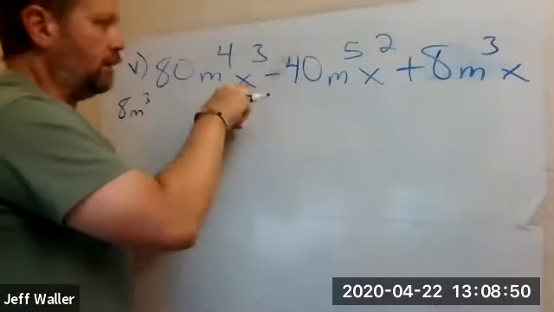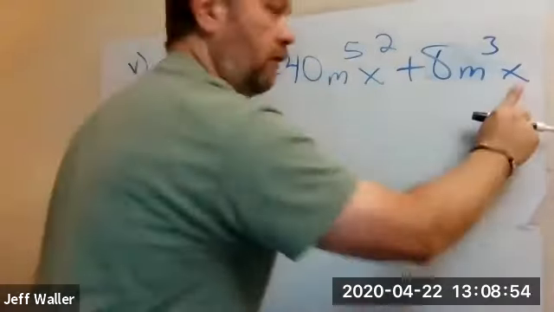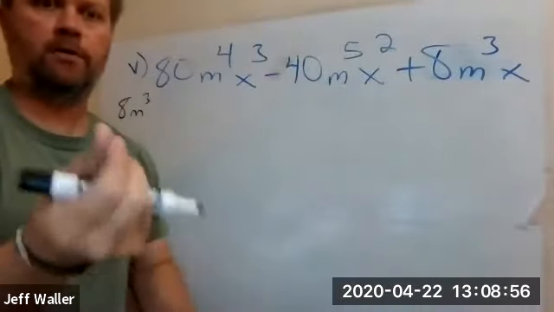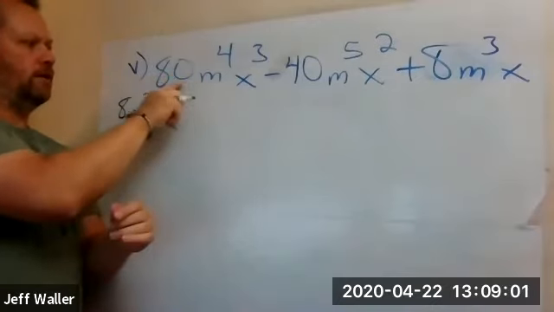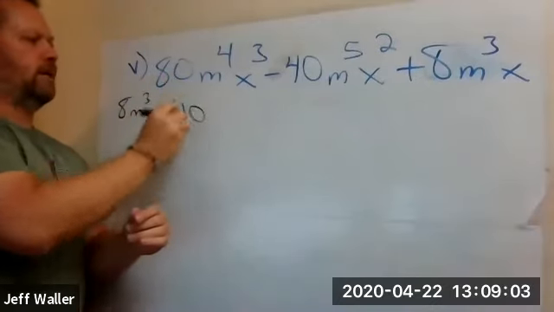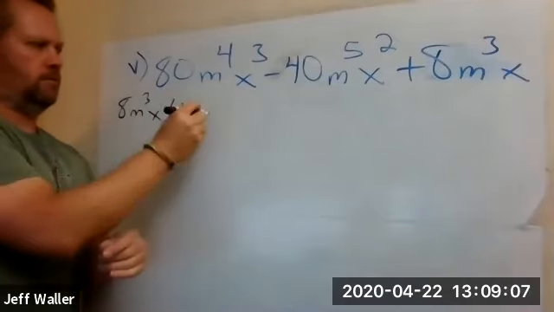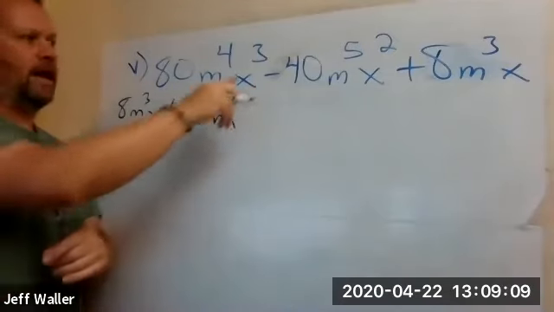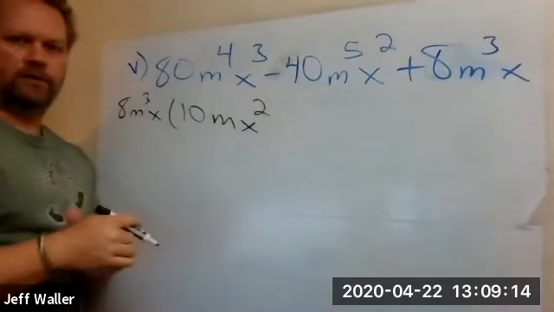So again, I could take 3 out of him, but he would freak. I could take 2, but then he would freak. That's why you look at the smallest power to tell how many to take out. Now what's left here? 80 divided by 8 is 10. I had 4 M's. I took 3. Got 1 left. I had 3 X's. I took 1. I got 2 left.